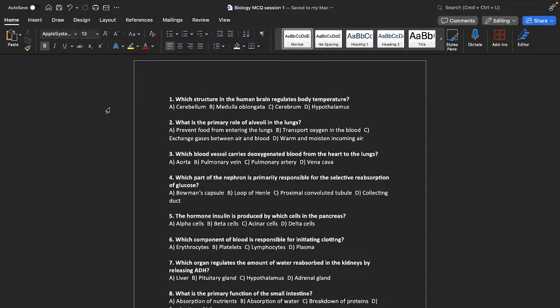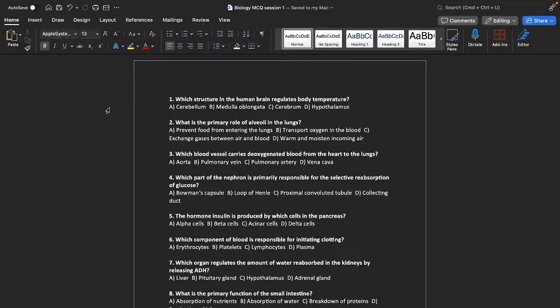What is the primary function of the small intestine? Is it to absorb nutrients, absorb water, break down proteins, or for the production of bile? So the small intestine is responsible for the absorption of nutrients. The absorption of water happens by the large intestine.